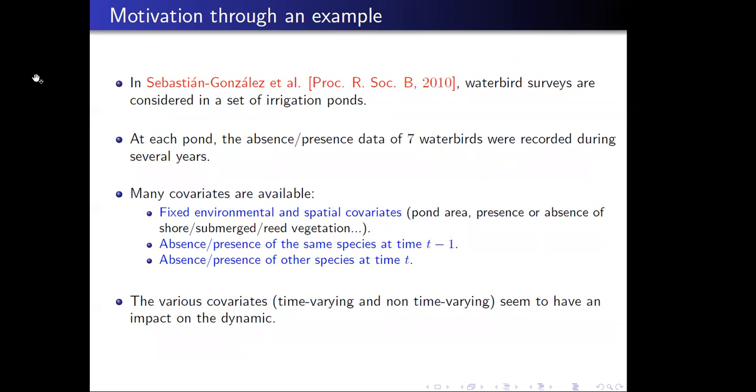For instance, we have fixed environmental and spatial covariates. For instance, the characteristics of the pond, the area, but also the presence or absence of some specific vegetation. We also have the presence of the same species that are under study at previous times. And we'll also have some indication about the presence of other species than the water bird at time t. And the various covariates, some of them are time varying, the others are non-time varying. In this paper, many things seem to have an impact on the dynamic to explain the absence of this water bird.